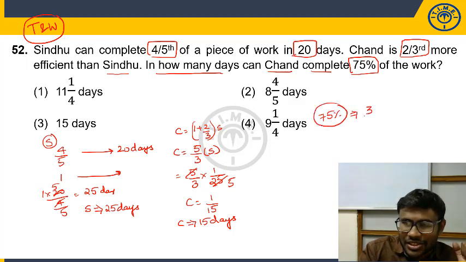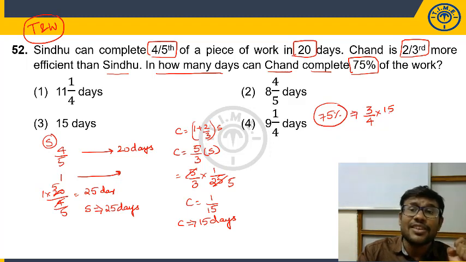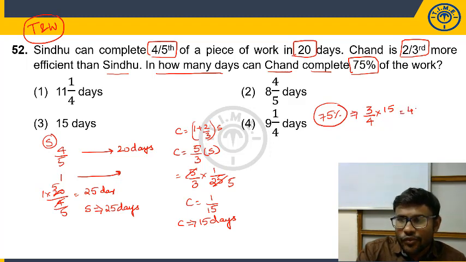That is 3 by 4th of the full time taken. What is the full time taken? 15 days. For the full work, he is taking 15 days. But we want only 75% of the work, that is 3 by 4th of the work. That is 45 by 4 days. 45 by 4 means 11 1 by 4 days.